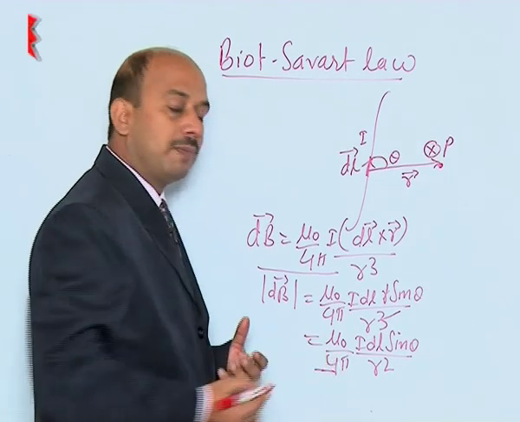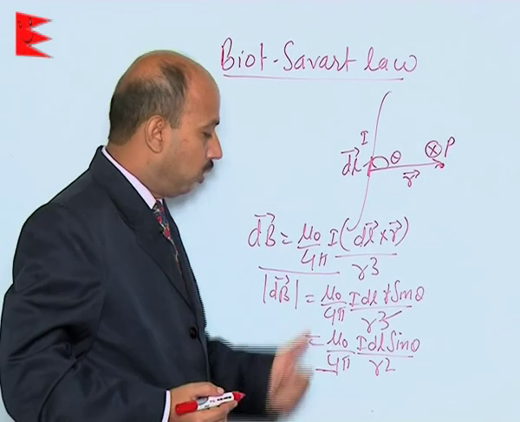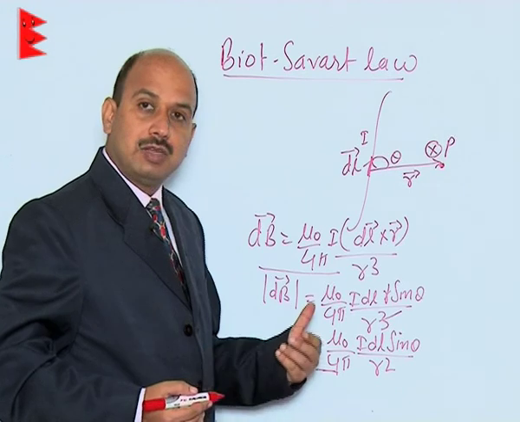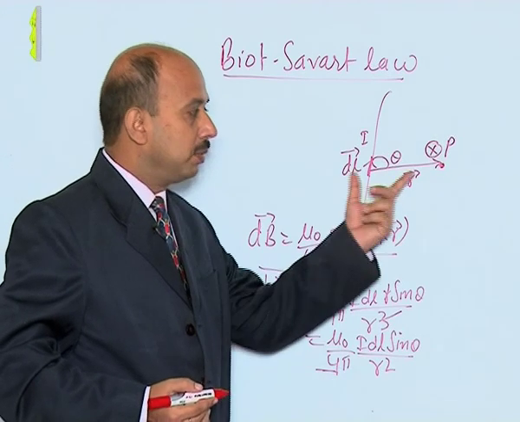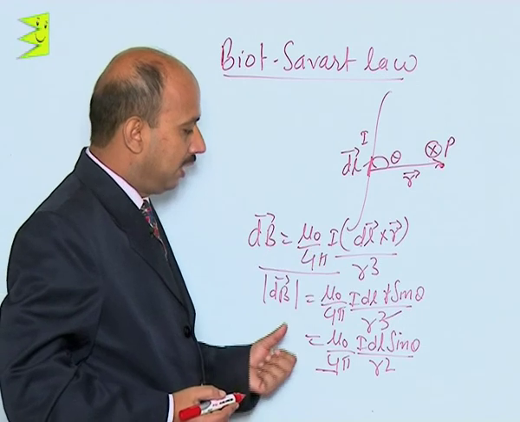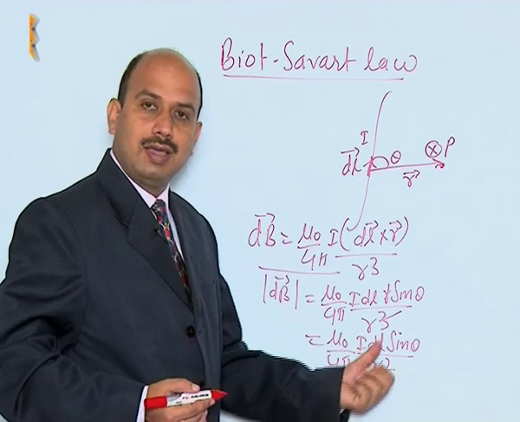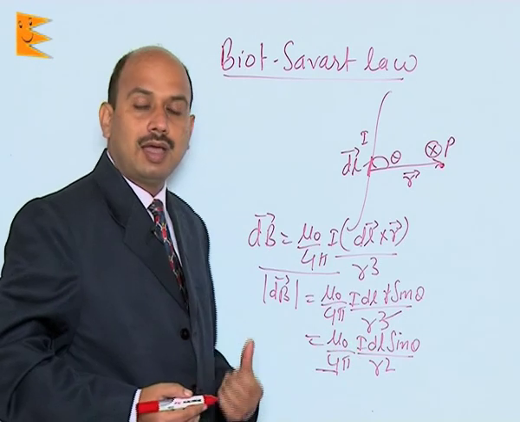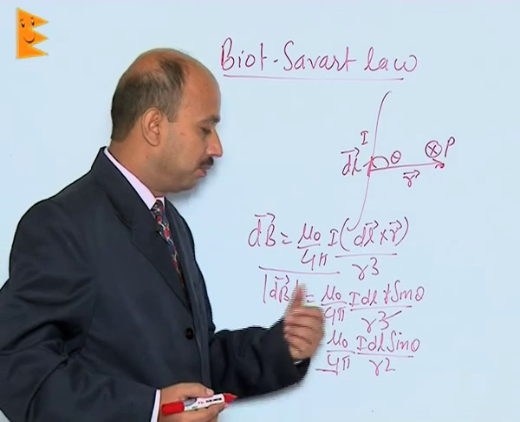And this is the magnitude. The magnitude of the magnetic field is inversely proportional to the square of the distance of the point from the current carrying conductor, and it is directly proportional to dl, directly proportional to sin theta, and directly proportional to the current I.